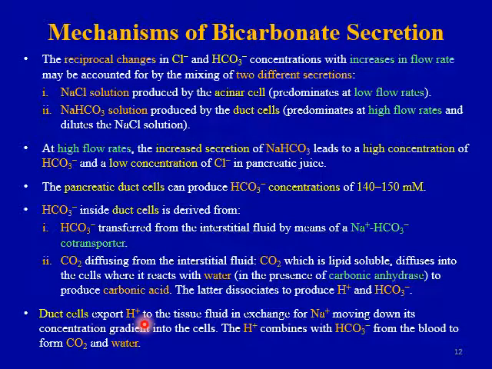Duct cells will export the hydrogen to the interstitial fluid in exchange for sodium moving down its concentration gradient into the duct cell. The hydrogen combines with bicarbonate in the interstitial fluid and will form carbon dioxide and water. So the cell can get rid of excess hydrogen that is produced from the dissociation of carbonic acid, and it will protect itself from the acidity produced by the hydrogen ions. So we have two mechanisms for bicarbonate secretion from the duct cells.